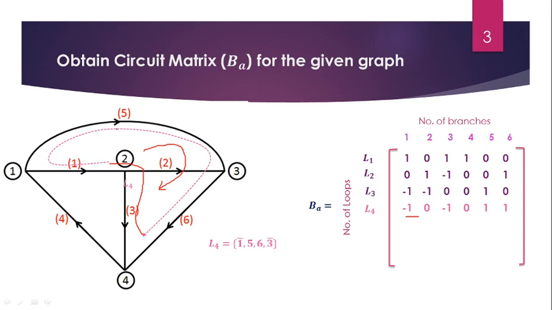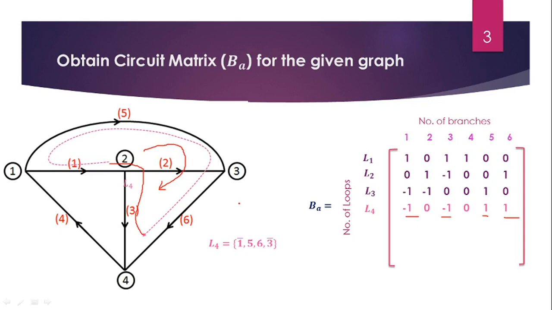Branch 5, is it in the same direction as your loop 4? So that's why it is taken as 1. Branch 6, is it in the same direction? So that's why it is 1. And branch 3, is it in opposite direction? So that's why it is -1. Branch 2 and branch 4 are not part of loop 4, so that's why it is taken as 0.